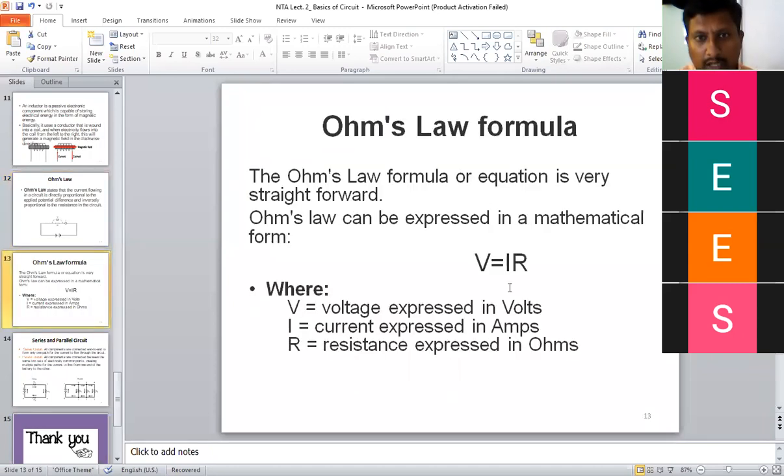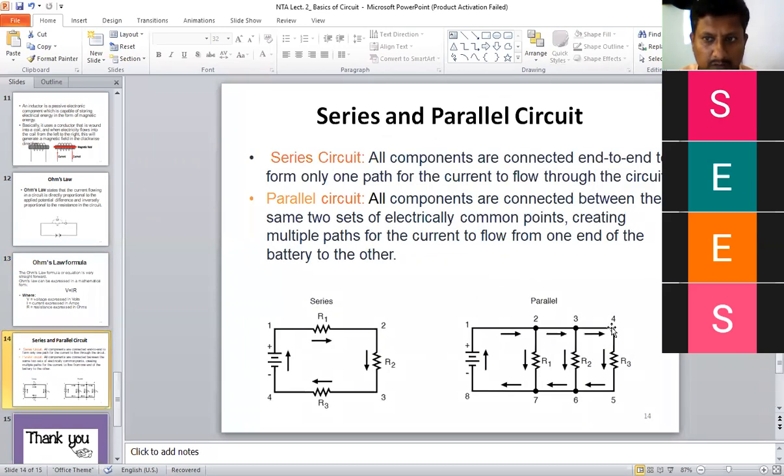So this is the formula: V is equal to I into R, where V is the voltage expressed in volts, I is the current expressed in amperes, and R is the resistance expressed in ohms. Now next one, the last point in today's lecture.